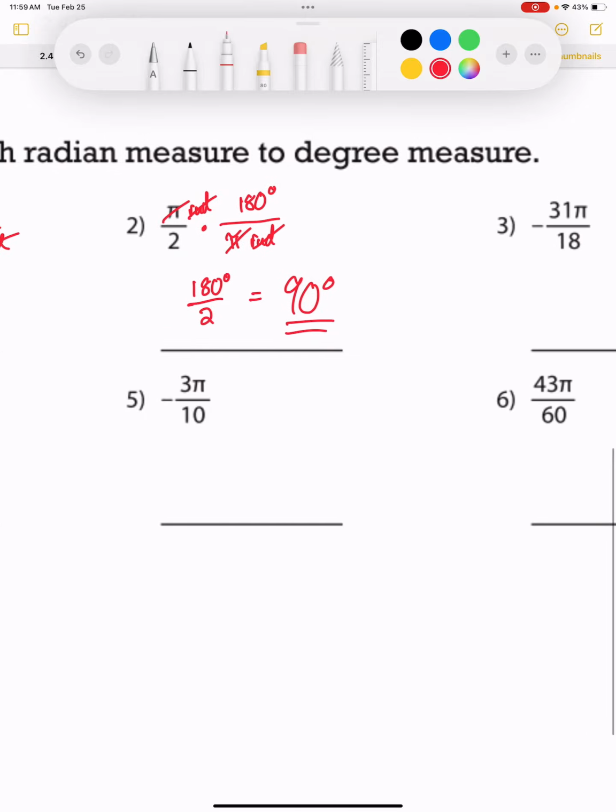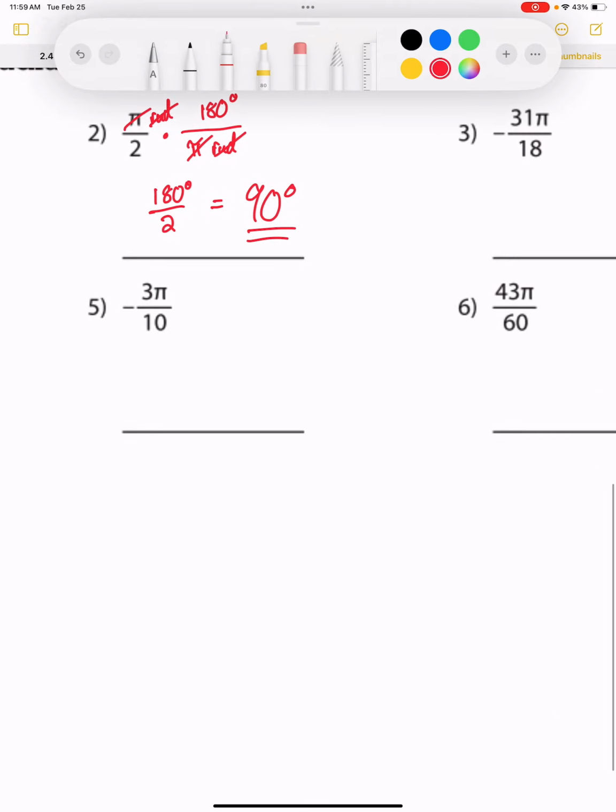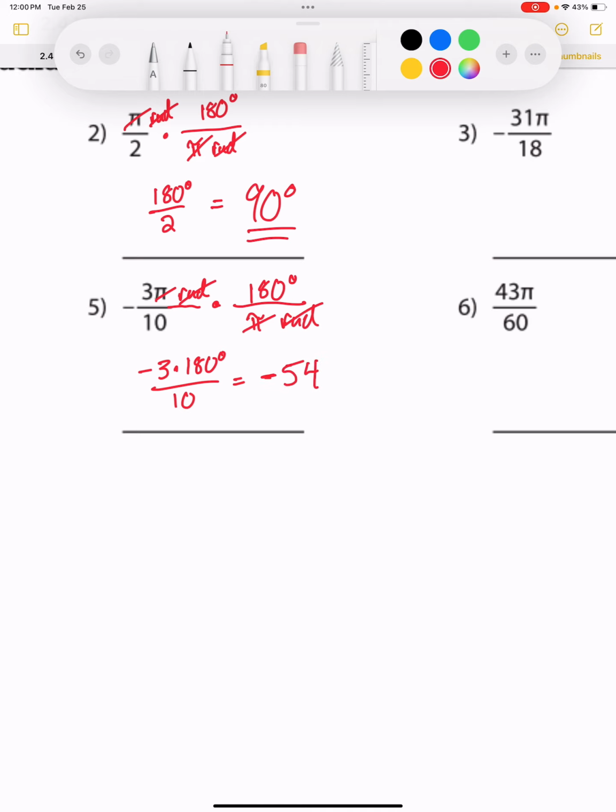And then we'll do one more. We might as well do number 5. I'm multiplying by radians in the denominator. Pi radians is 180 degrees. The radians cancel. The pi cancels. I got negative 3 times 180 degrees divided by 10. And that's the same thing as 3 times 18, but I'm just going to enter it in. Negative 3 times 180 divided by 10 gives me negative 54 degrees.